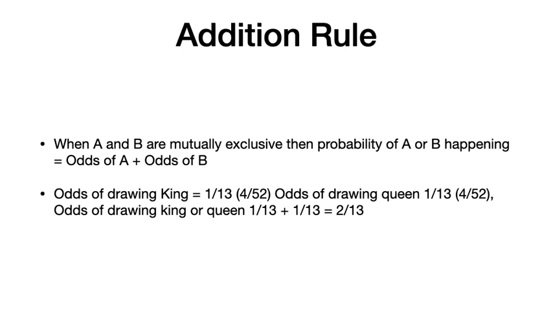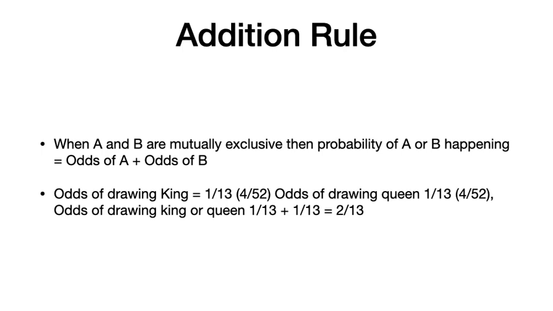Gensler gives us a rule to do this. When A and B are mutually exclusive, which means A and B can't happen together, then you just take the odds of A plus the odds of B when you ask, what is the chance that A happens or B happens? A: draw a king, B: draw a queen. Plug in anything you want here, right? They're mutually exclusive. If I draw a queen, it can't be a king. If I draw a king, it can't be a queen, right? So I can just use this formula.